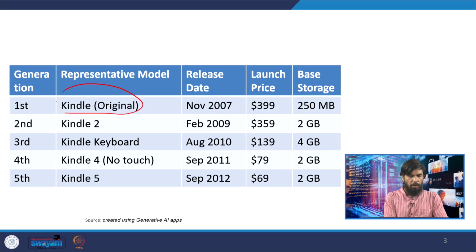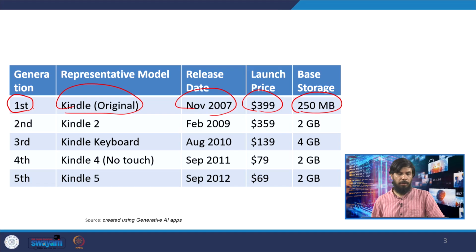Kindle original version was actually launched in 2007, and if you look at the launch price, it is USD 399 and the base storage was 250 MB at that time. So, this was the first generation, right. Now, as we move from first generation to second generation, that is Kindle 2, that got released 2 years later, Feb 2009, and you see a drop in the price, from 399 USD to 359 USD, and you see an increase in storage, 2 GB.